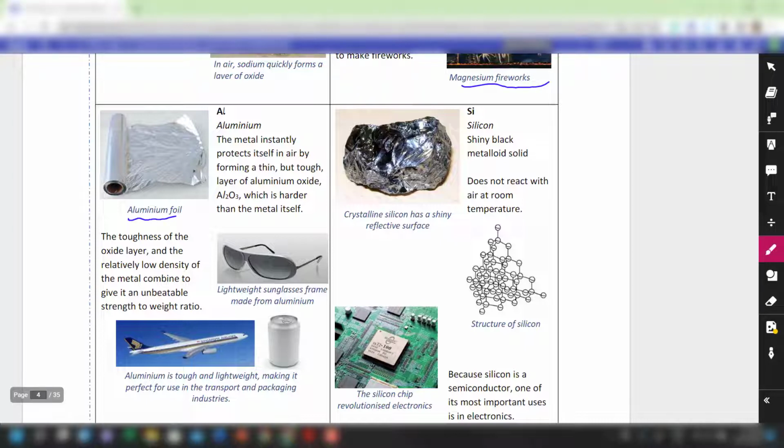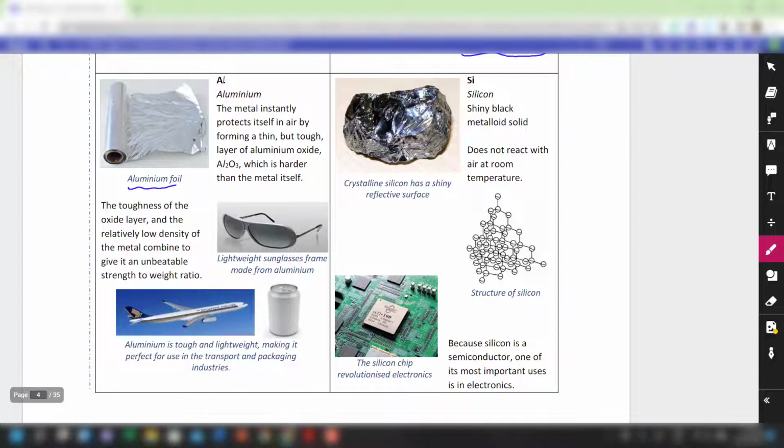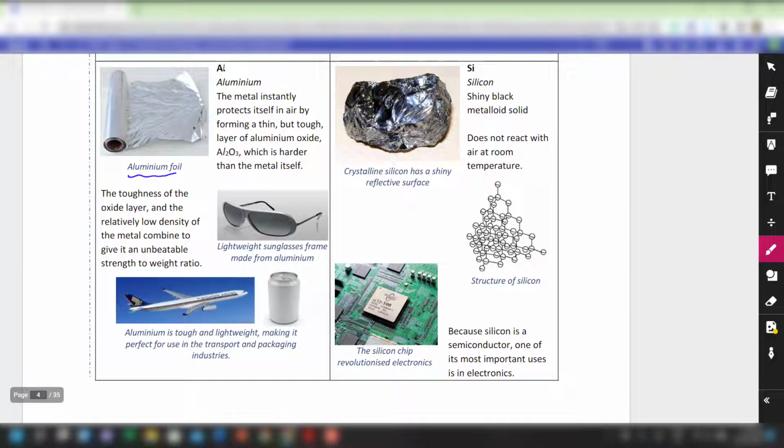I think those you learn in electrochem as well, where you use aluminium to make the frame of handphones, and in this case it's hard enough for you to use it as either a composite material or use it to make the body of aircraft. Okay, and then for silicon, semiconductor, so it's a metalloid. Silicon chip is used in electronics, something which you are familiar with since you are young.